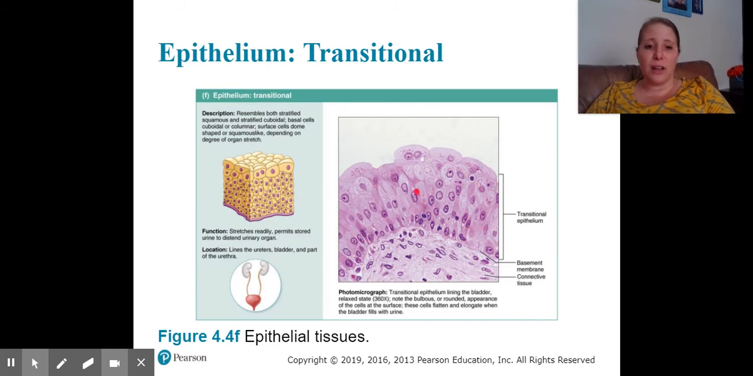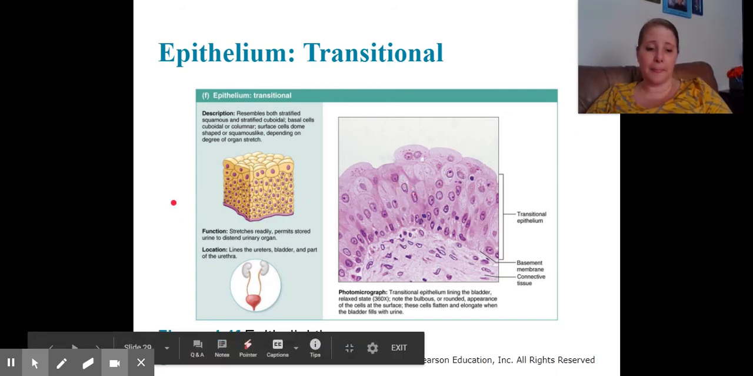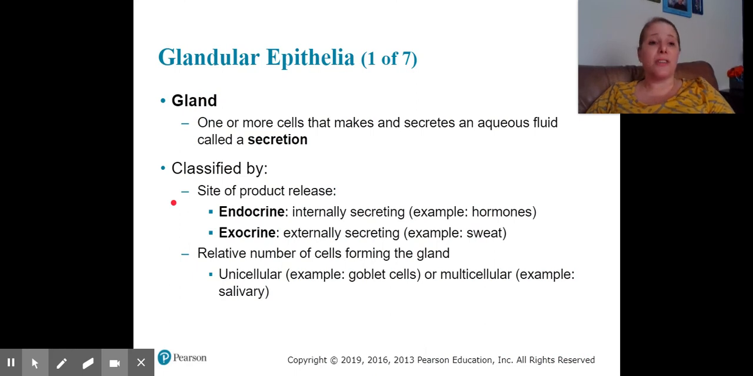So transitional is going to look a little more like this, and it looks an awful lot like stratified squamous, except they don't get super flat at the bottom or at the top, the apical layer, and they're almost teardrop shaped. So you're going to find those in the bladder. Now there's glandular epithelium. We will actually start with glandular epithelium in the next episode.